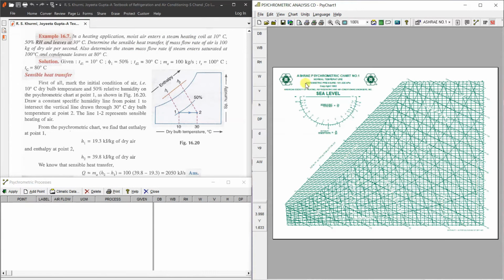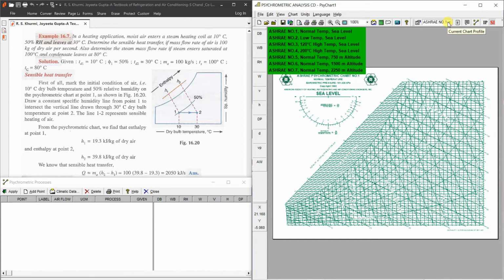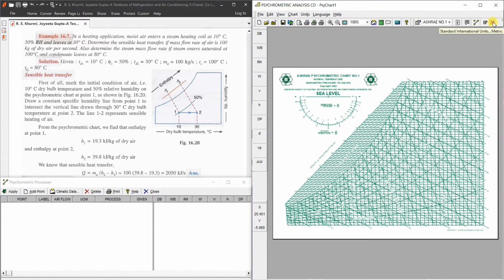Now this is the ASHRAE psychrometric analysis software, where we have to select chart number 1, ASHRAE number 1, normal temperature, sea level, and we have to select SI units. Now we will go through the question.